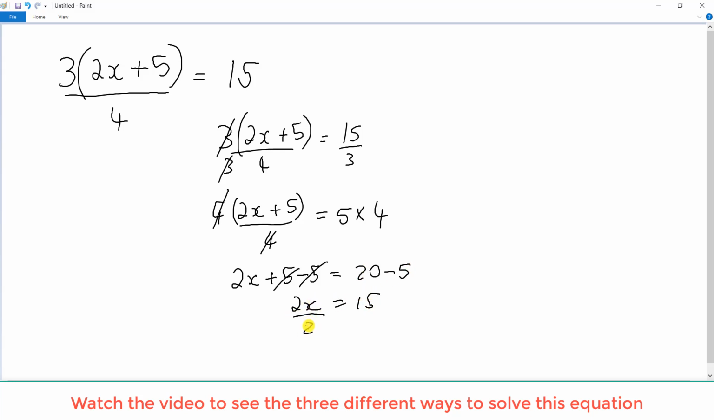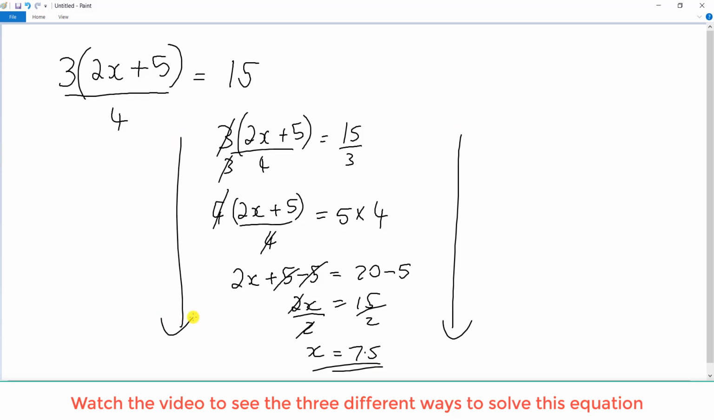Then we want to divide by the 2 to leave the x by itself because they cancel. Divide both sides by the 2, 7.5. Okay, doing the same thing to each side. It's a particularly long way of doing it, but if it's your style, it's your style, and I suggest you stick with it. The next will be the style 3.